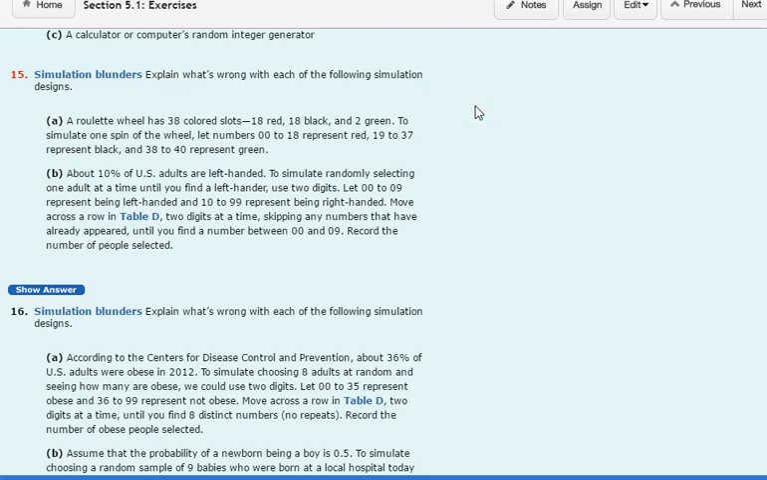In this next group of exercises, we're going to look at when a simulation is correct or incorrect. So we have here, explain what's wrong with each of the following simulation designs. And for exercise 15 and 16, we're going to look at that.